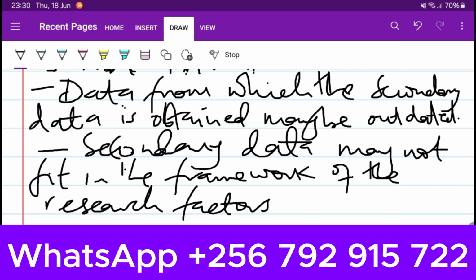The last one that we can think of as a disadvantage of secondary data is that users of such data may not have a thorough understanding of the background of the original investigator. So they may be unaware of the limitations.